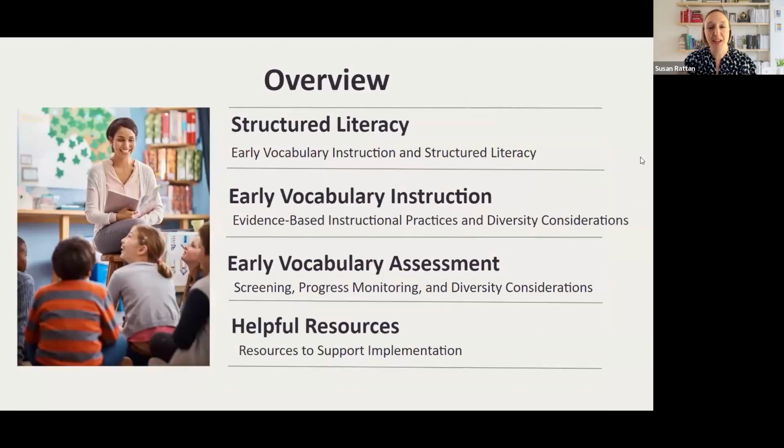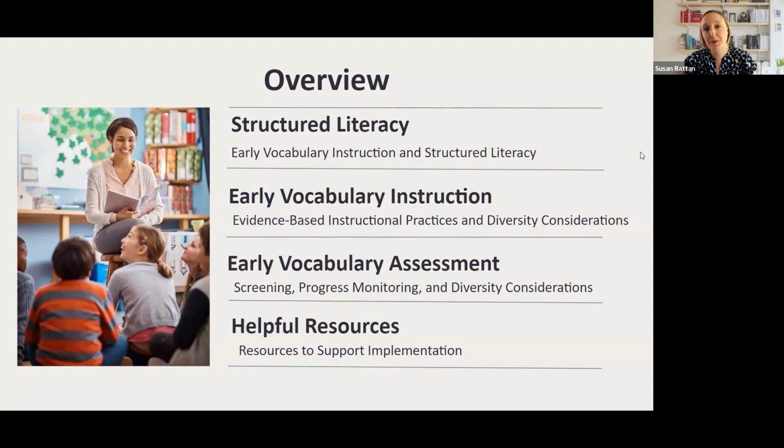Okay, so here's our plan for this morning. We'll start off with a little bit of information about how vocabulary fits into a structured literacy approach. And then we'll go through what evidence-based instructional practices look like for students in the early grades. And when we say early vocabulary, we're focusing on students in pre-K through third grade. So that's the group of students that we'll be focusing on today, although some of the activities and assessments that we talk about can be extended beyond that as well.